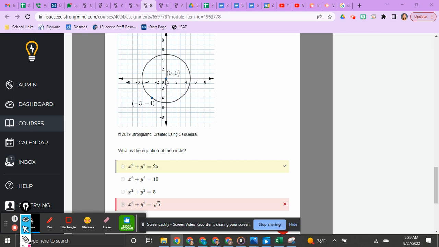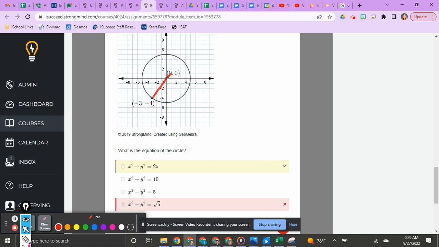If we drew a line right here, that wouldn't really help us find the length. This is a diagonal, so we would have to create a right triangle, which we could, and do a squared plus b squared equals c squared to find the length of that hypotenuse, or that radius. So you could do that.